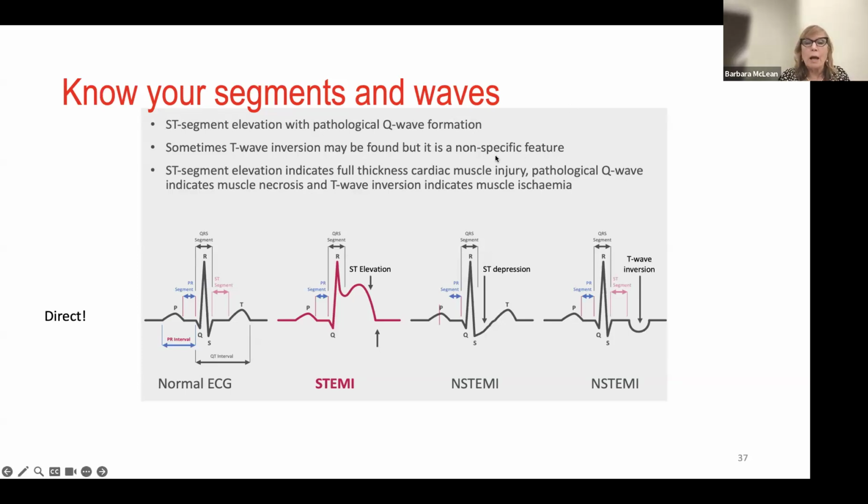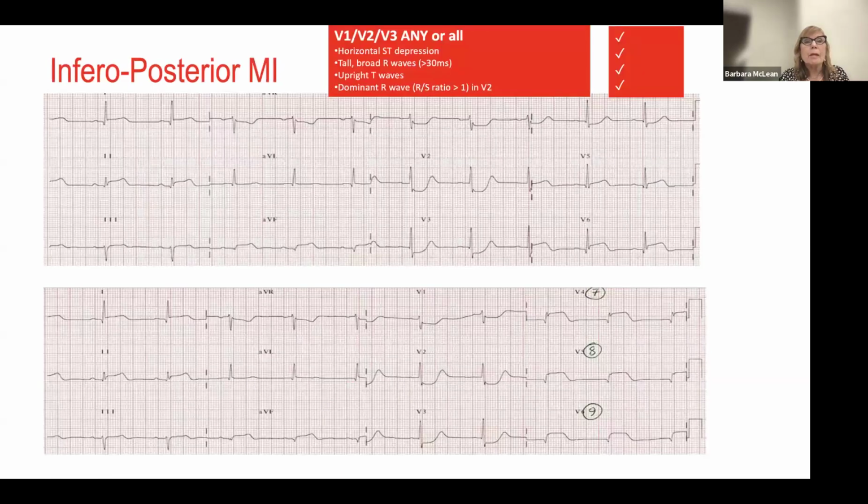Remember your segments and your waves. And remember, reciprocal is the direct opposite of what you see on the direct side. The direct side with the posterior infarct is with your posterior leads. And you are clued in to the posterior infarct by looking at the reciprocals in the anteroseptal leads V1, V2, V3. So let's take a quick look at this patient.